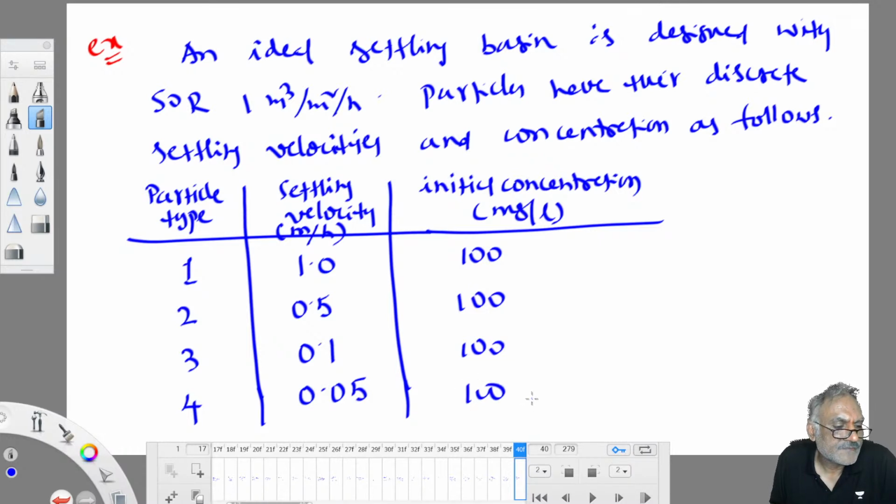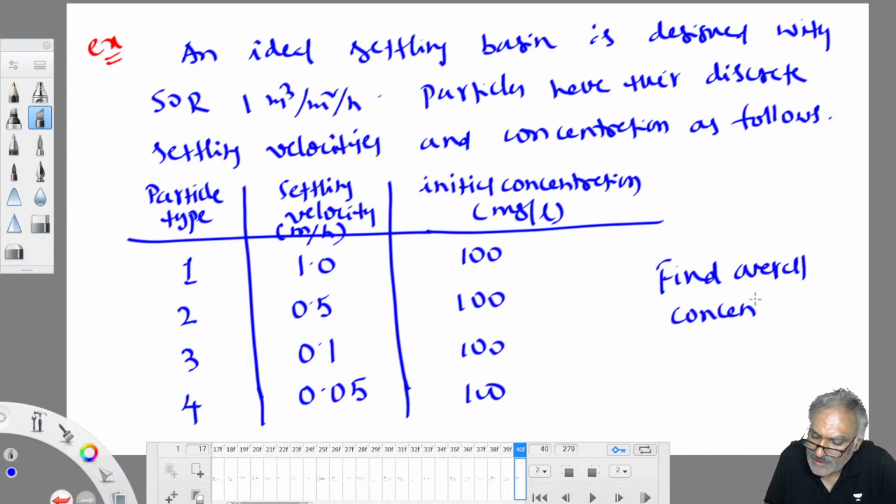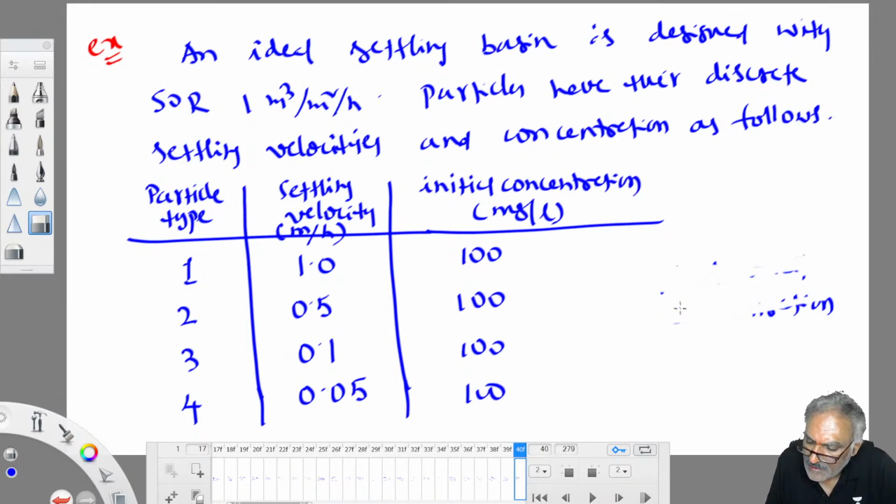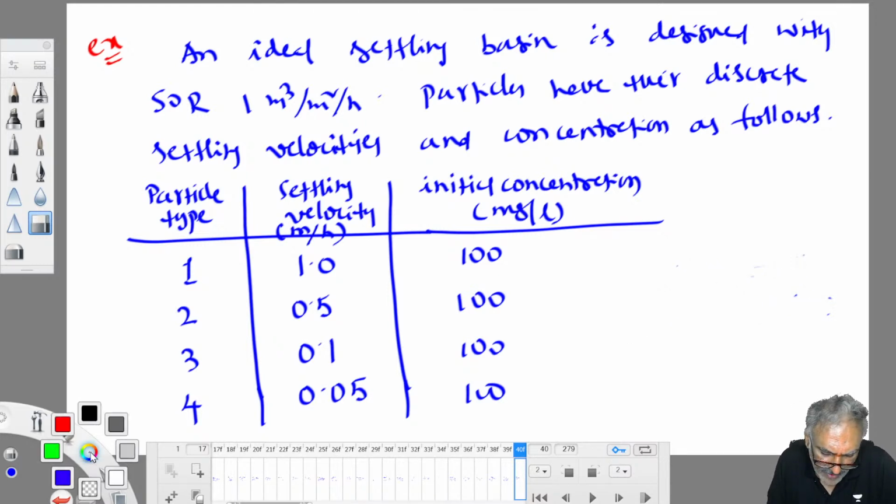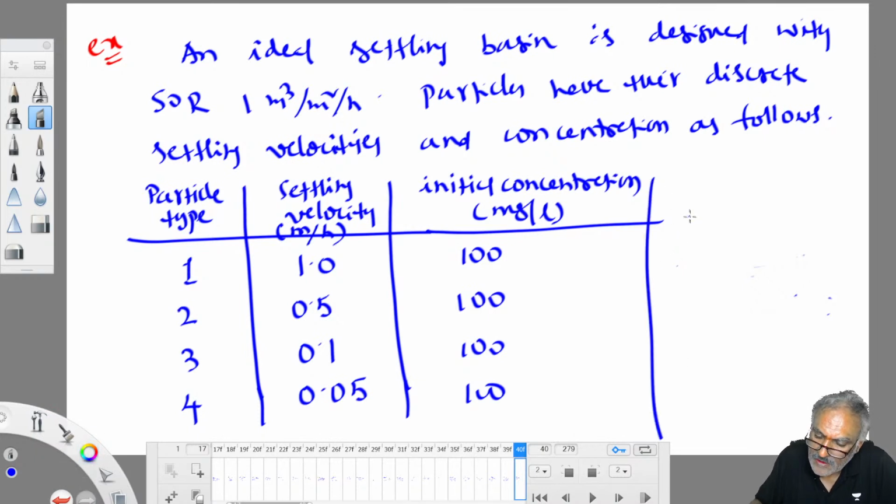In addition to that, which one of the following gives the correct estimate of overall removal of particles? Find the overall concentration of particles removed. Four options are given to you like this. Which one of the following? Okay, I'll write on the next page.